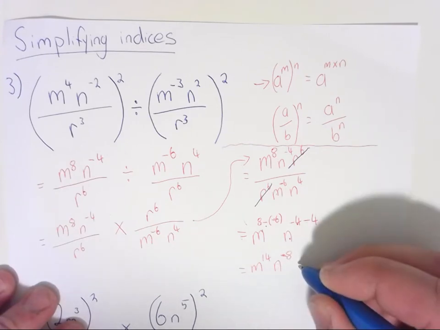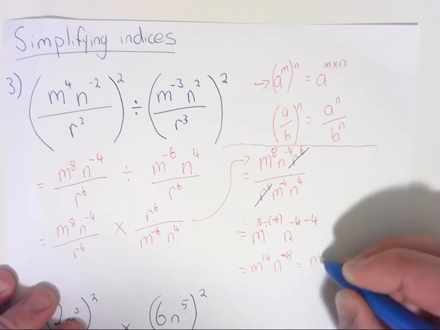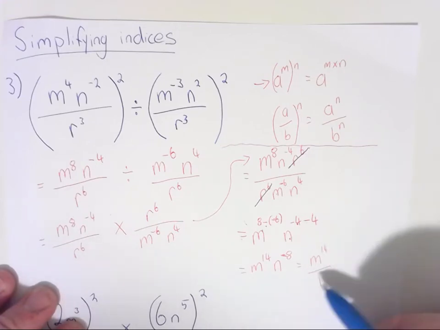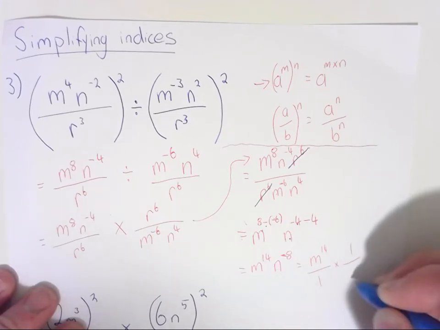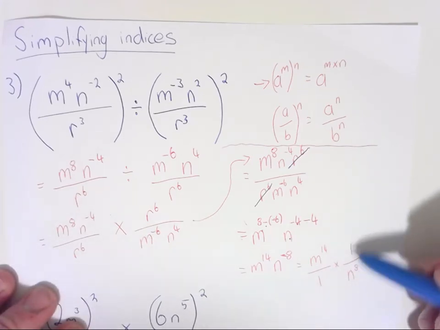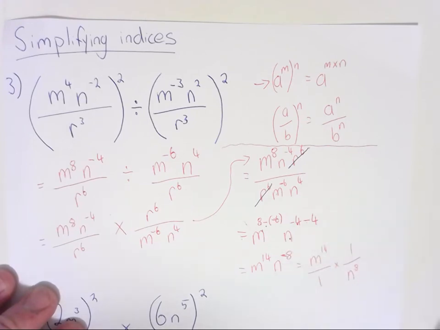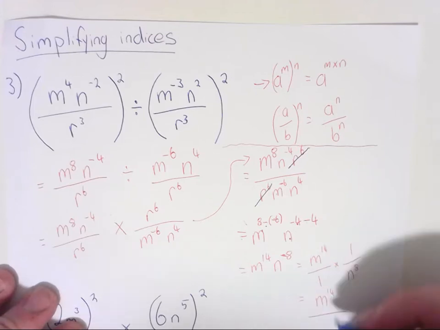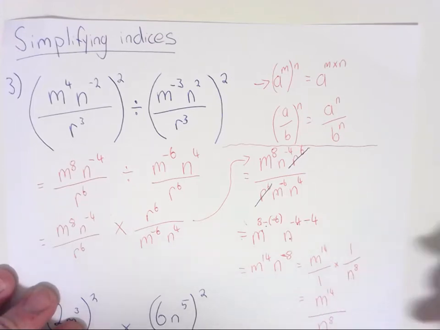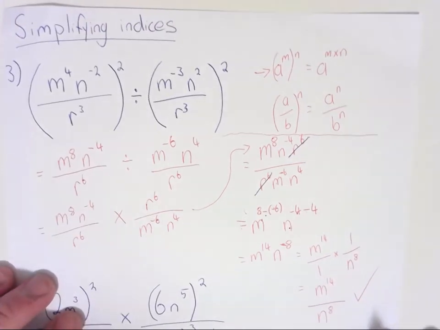So then what that is going to become is m to the 14 on 1, so I haven't actually changed that, times by 1 on n to the 8. I'm flipping this. Alright, so then again my standard fraction rules, m to the 14 by 1 multiplied by m to the 14, 1 times n to the 8 on n to the power of 8, and that's my final answer. That's where we stop there.